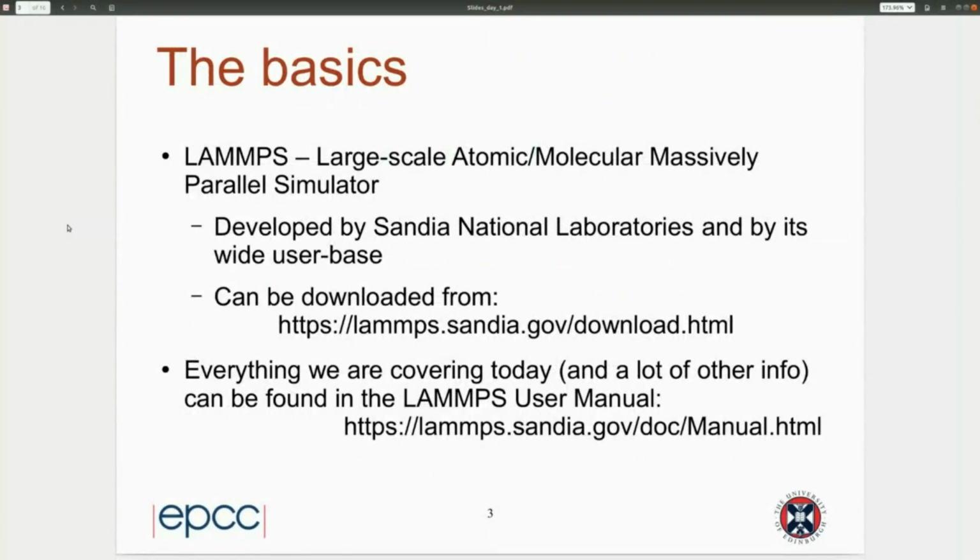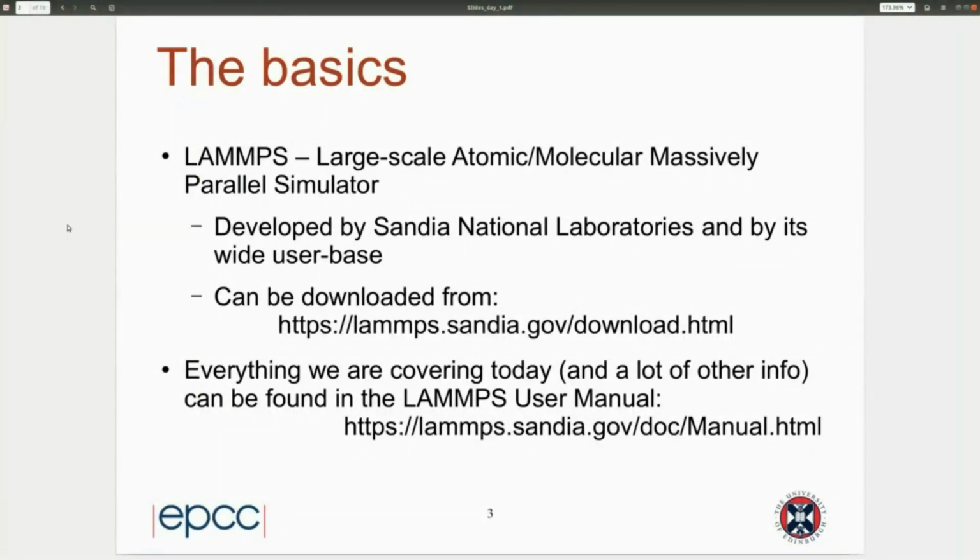So the basics, what is LAMMPS? LAMMPS stands for Large Scale Atomic Molecular Massively Parallel Simulator. As with all of these acronyms, I never know whether the acronym came first or whether they came up with the incredibly chunky name first. LAMMPS is developed by researchers at the Sandia National Laboratories over in the States, in Florida, from memory. And you can download it from the Sandia website. There's also a Git page for it and things like that.